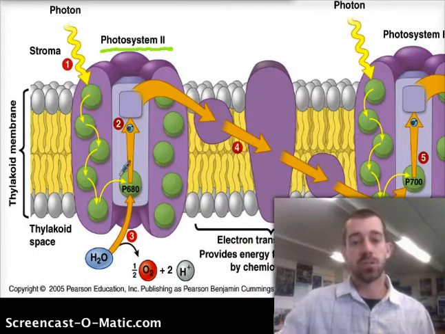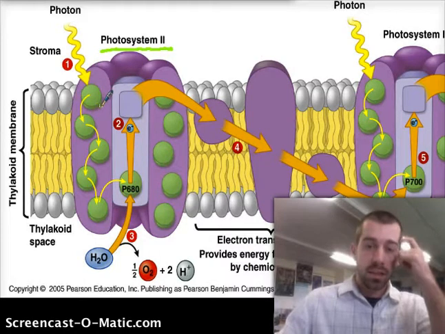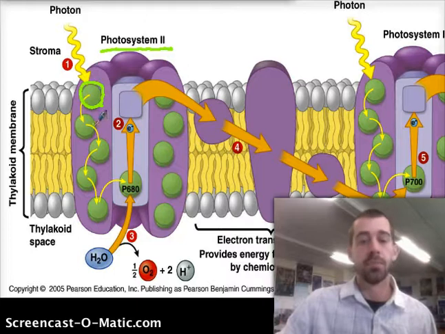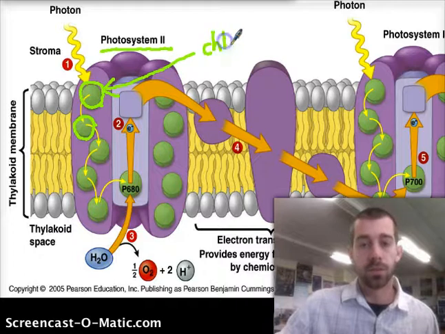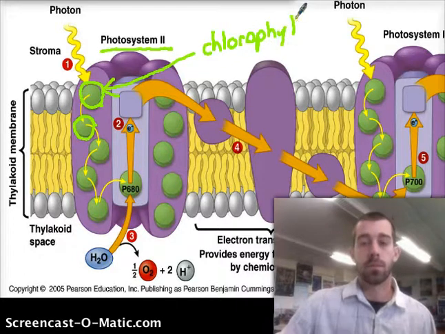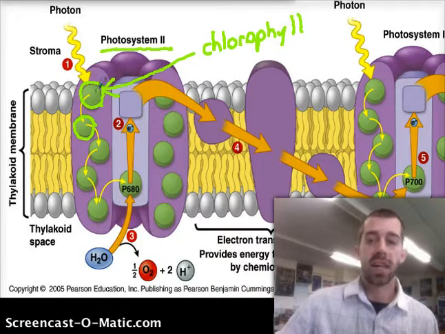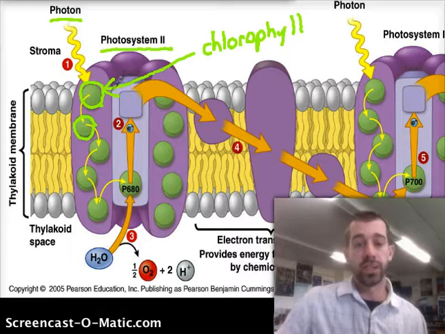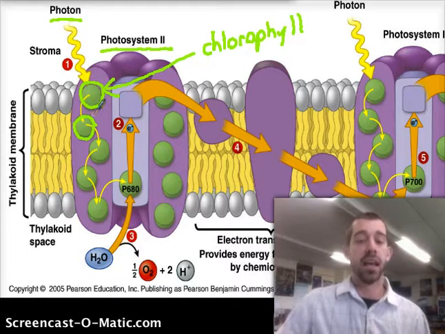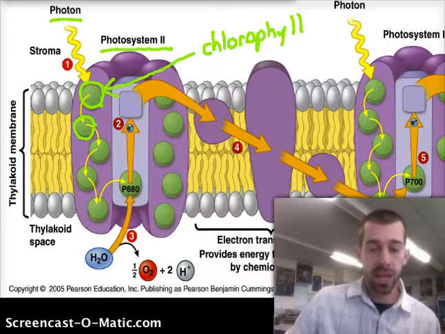So what happens in photosystem 2 is that you have these guys. These are pigments with a very well-known name. They're called chlorophyll. All right, and those chlorophylls absorb photons. Photons are particles of light. When they absorb that photon, an electron becomes energized.